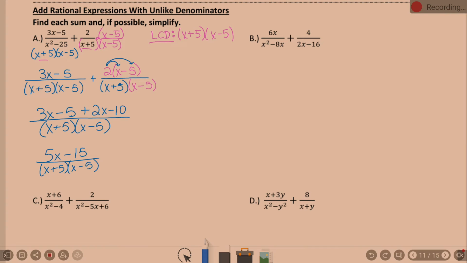Okay, now, is there anything I can factor in this answer in the numerator? 5x minus 15. There is a GCF of 5, and when you factor out a 5 on top, you're left with x minus 3. My denominator has x plus 5 and x minus 5. Does anything cancel? No. No. So this is it.